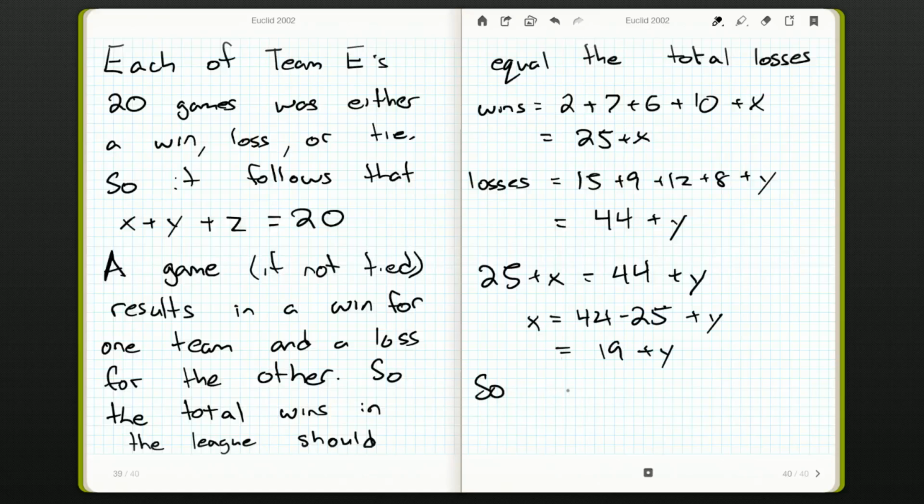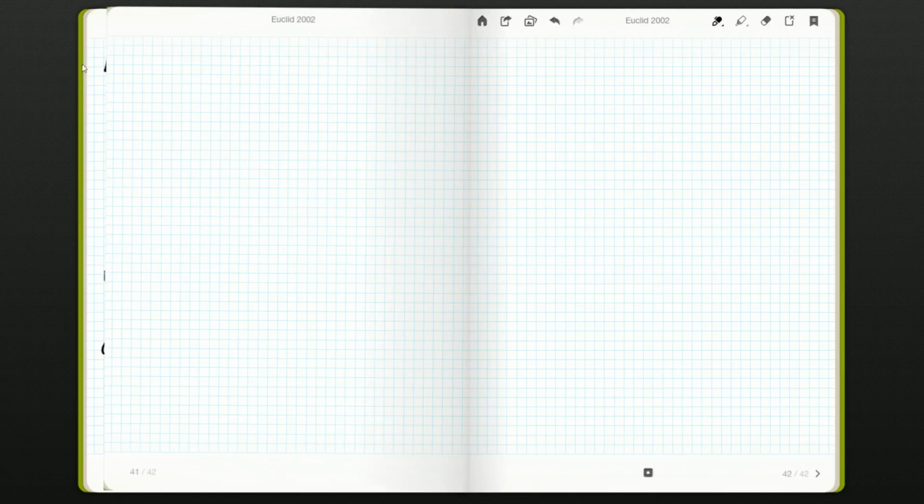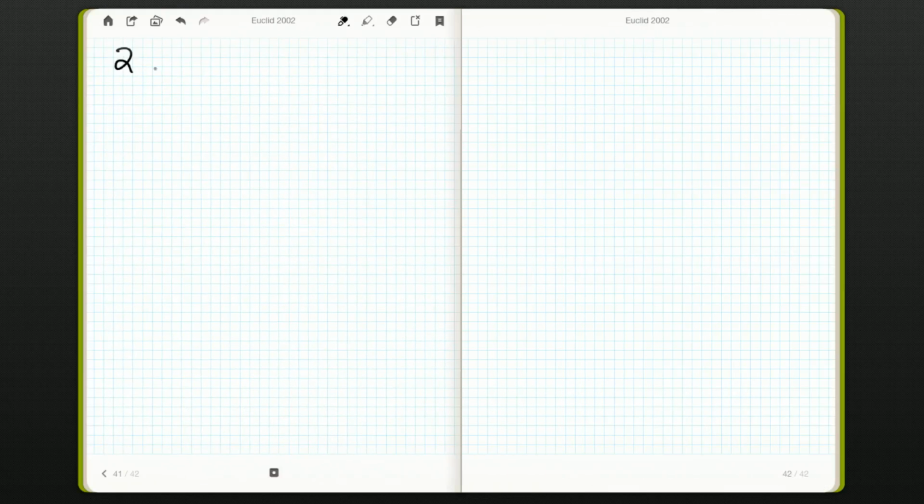So if we substitute it into this equation, 19 plus Y plus Z, and now we'll have an equation in just 2 unknowns. So we'll get 2Y plus Z is equal to 20 minus 19, which is 1. Oh, okay, well that does it. So we have 2Y plus Z is equal to 1.